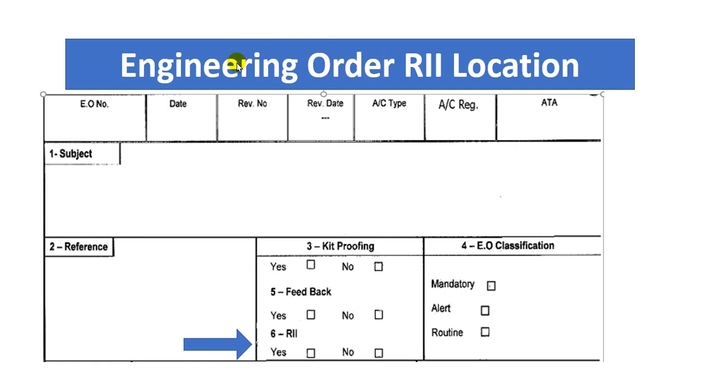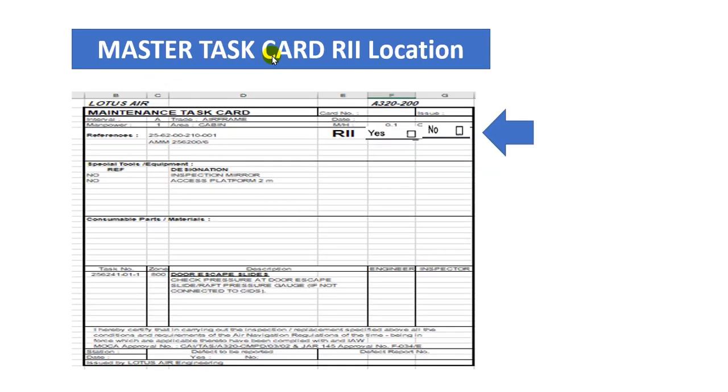Here, when you issue the engineering order, you must choose whether this engineering order needs RII or not. So you mark yes or no. This is the maintenance task card, the task card, not the job card. Also here, RII is needed or not. You must choose the maintenance person and the inspector.